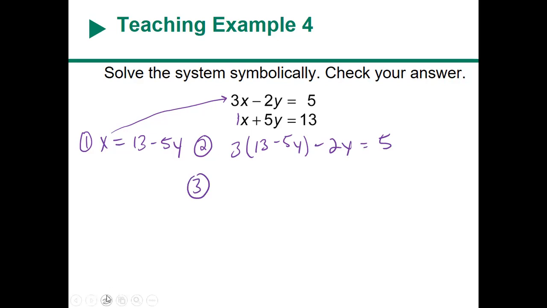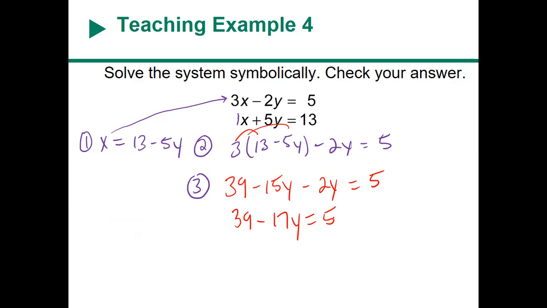So we're going to go ahead and distribute. And that gives me 39 minus 15y minus 2y equals 5. Now I'm going to combine like terms. So combining like terms, I get 39 minus 17y equals 5. And now we're down to the isolate. So I need to isolate the variable. I need to get y by itself. What are the 2 steps I have to take to get y by itself?